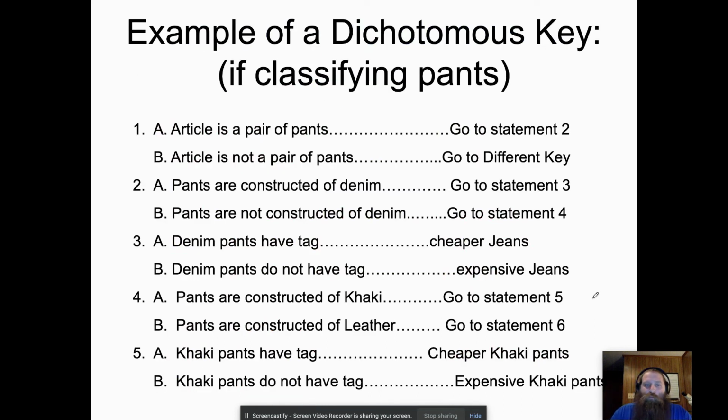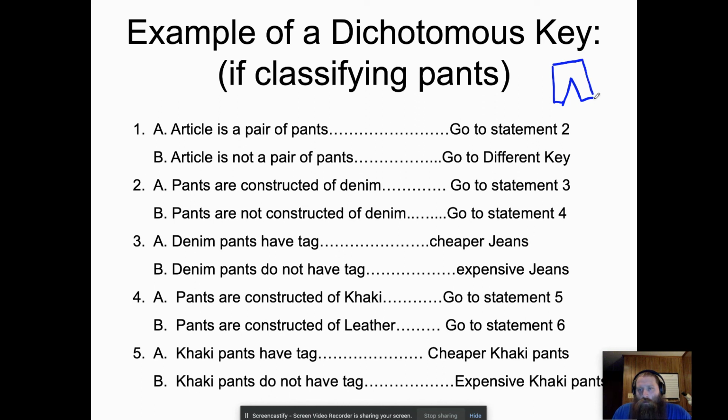So here's an example of one. Let's say you were looking at some pants, okay? And let's say the first thing we tried to identify was not pants, but actually shorts. So look at question one, which has A and B, right? Article is a pair of pants. Article is not a pair of pants. Well, since we're looking at shorts, we would go to a different key, right? We would need, in this case, a pair of shorts key, right? Identify shorts.